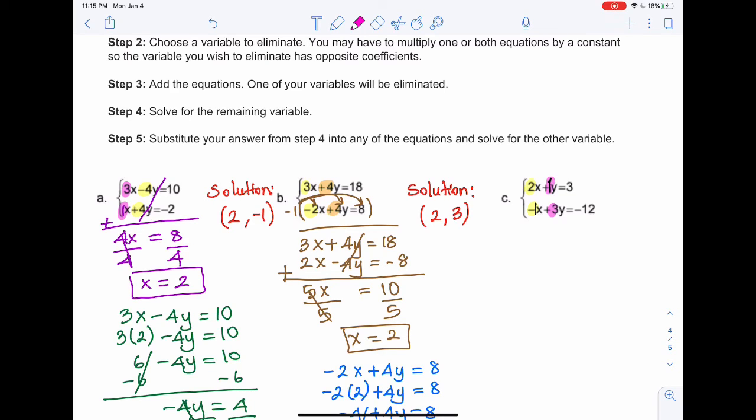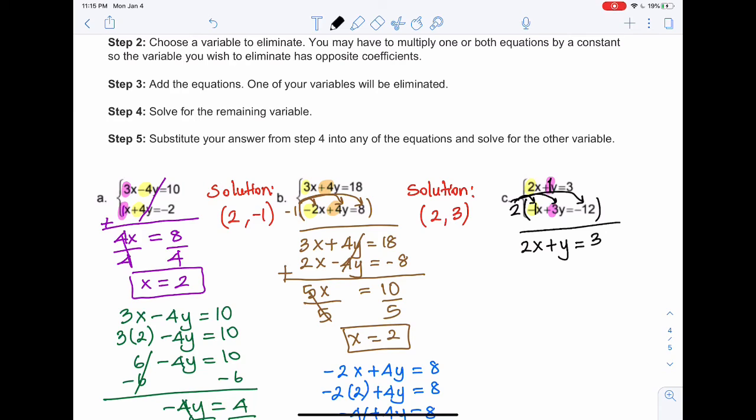So we can choose either x or y, but I'm going to go with x since x has one negative, one positive coefficient. So I'm going to multiply the first equation by 2. That means I'm also going to multiply 3y by 2 and negative 12 by 2. Let's show using arrows to make sure you don't forget to multiply those. So let's rewrite the equations. For the first equation, 2x plus y is equal to 3.